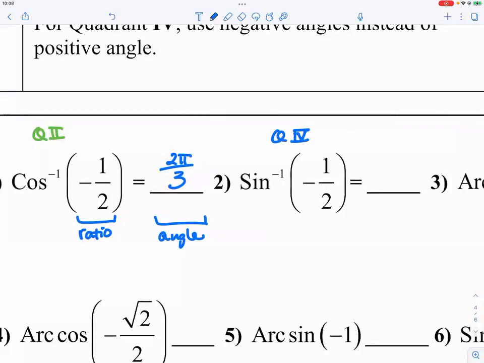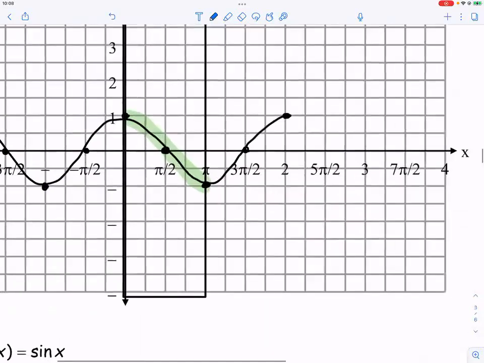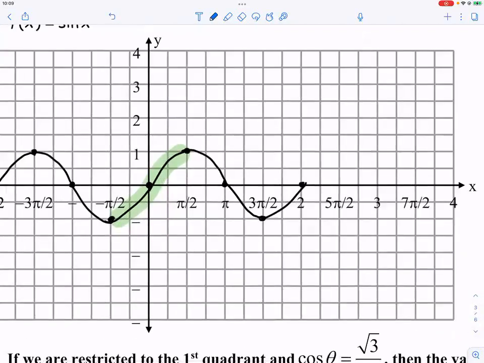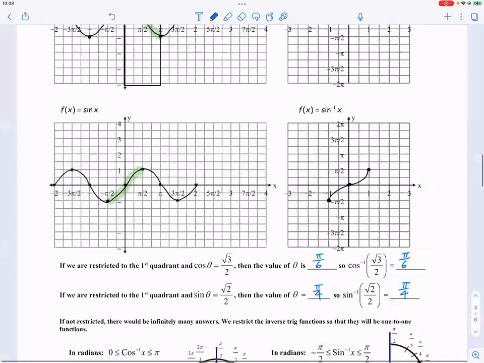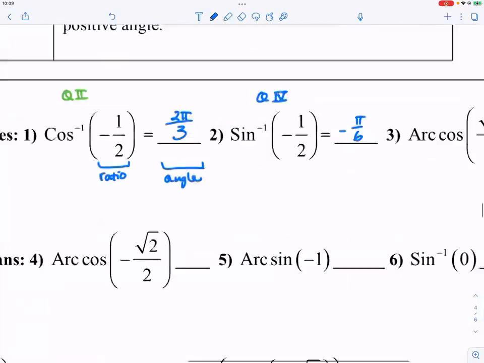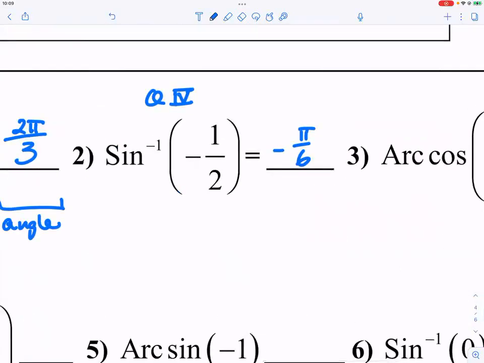So you go back from 0, so it's negative pi over 6. Now it's in quadrant 4, but we're not going to use 11 pi over 6, because if you go back to the graph that we had earlier for a sine graph, this is how we say quadrant 4. It's immediately to the left of 0. That's why it's negative pi over 6 instead of 11 pi over 6. And if you write down 11 pi over 6, it will be considered wrong, because that's not part of the restricted domain. Okay.